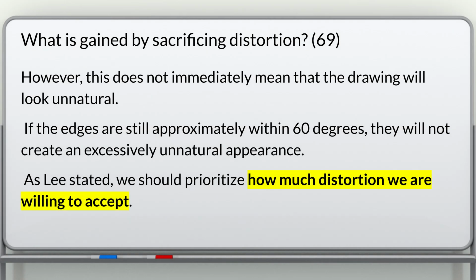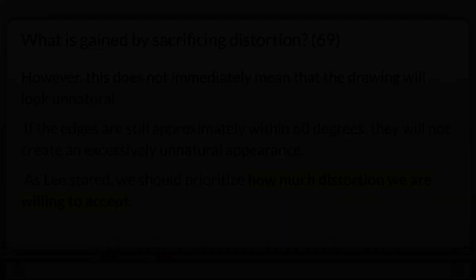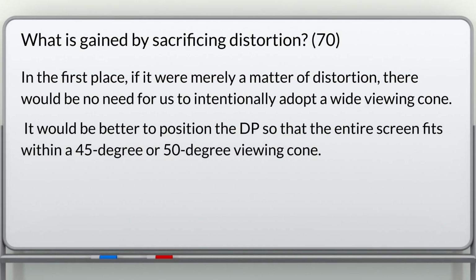However, this does not immediately mean that the drawing will look unnatural. If the edges are still approximately within 60 degrees, they will not create an excessively unnatural appearance. As Lee stated, we should prioritize how much distortion we are willing to accept. In the first place, if it were merely a matter of distortion, there would be no need for us to intentionally adopt a wide viewing cone.